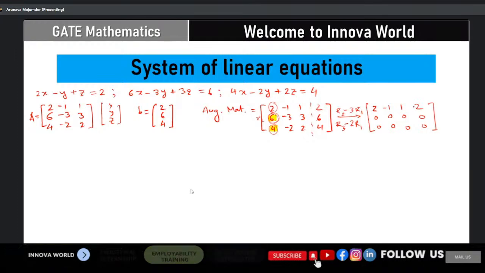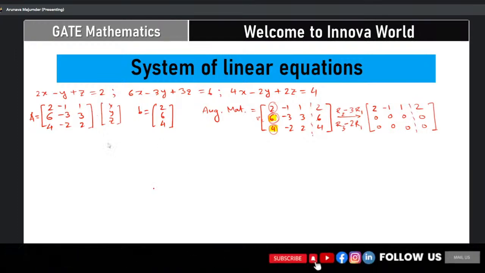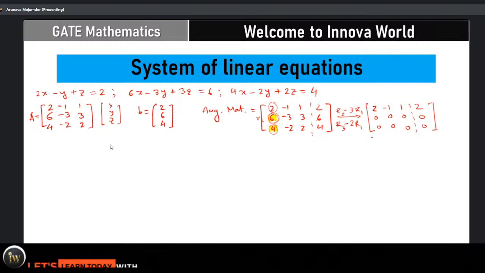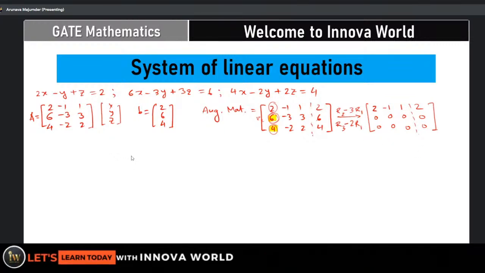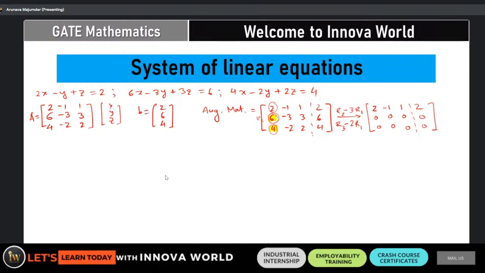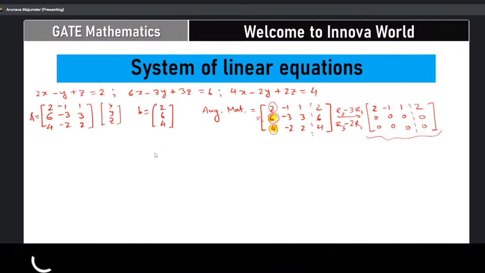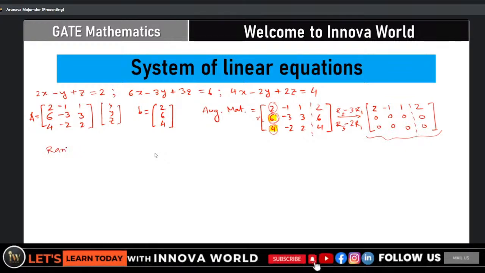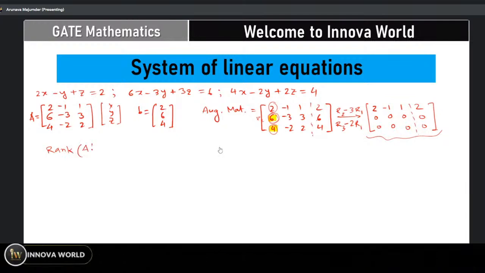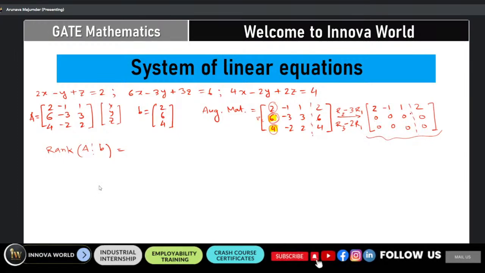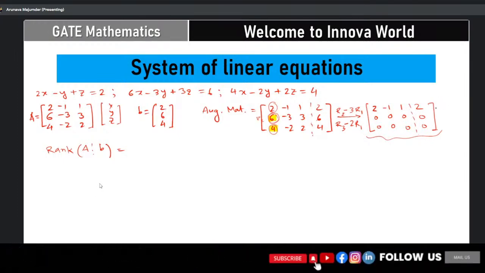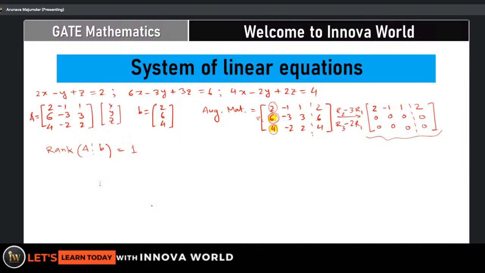Now look at this. Easily it can be found: are the rank of the augmented matrix and the rank of the coefficient matrix equal? Yes, of course they are equal. What is the rank of the entire matrix, that is the augmented matrix AB? You can see how many non-zero rows there are. Only the first row is non-zero: 2 minus 1 1 2. The second row is 0, the third row is also 0. So the rank is only 1.